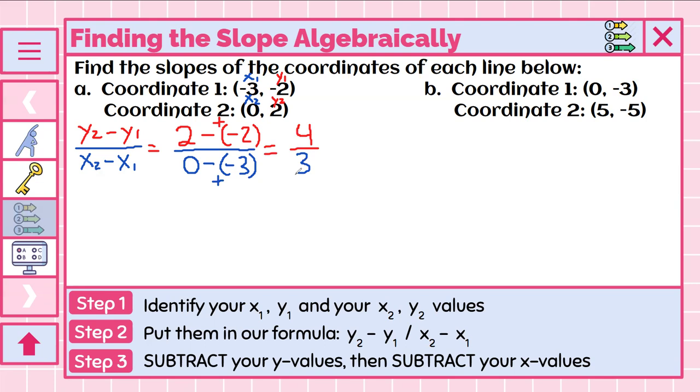So 4 over 3. And that is my slope. I don't need to do anything else. That's it. So it equals 4 over 3. There's no real point in dividing it because it's not going to give me a nice whole number. I'll leave it as a fraction.